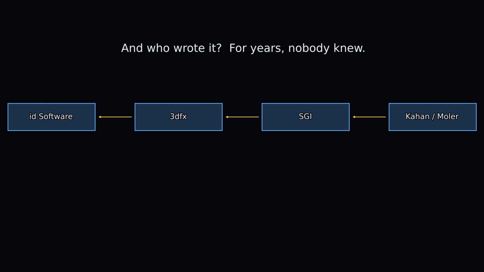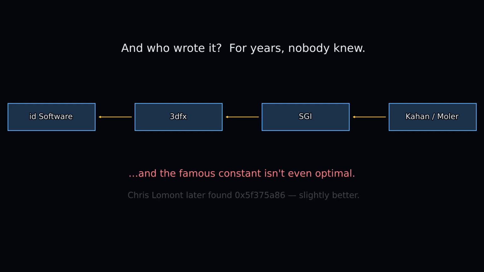And the kicker, the famous constant isn't even optimal. A researcher named Chris Lomont later found a slightly better one. The line everyone worships is a touch wrong, and it still rendered the worlds of an entire generation of games.